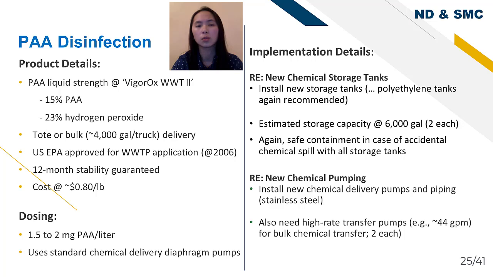Peracetic acid pricing would be approximately 80 cents per pound, and dosing ranges from 1.5 to 2 milligrams peracetic acid per liter, and this would use standard chemical delivery diaphragm pumps.